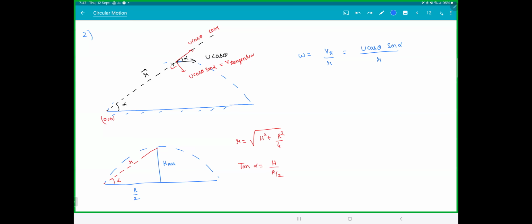So simply at every point you take the velocity, draw your r bar, and resolve the velocity along r bar and perpendicular to r bar. So u cos theta cos alpha is responsible for stretching the vector. U cos theta sin alpha is responsible for rotating the vector. You take the v tangential by the distance, that will give you omega. That was the whole theme every time. Is this clear, everyone?